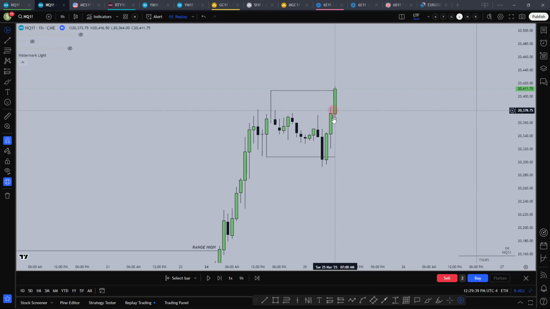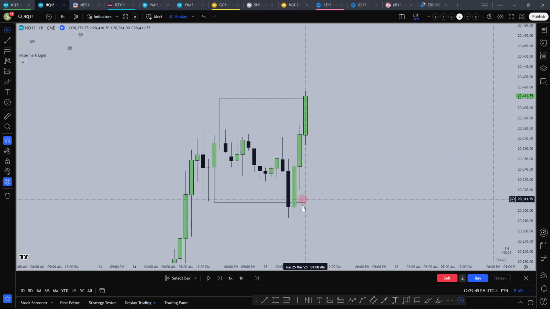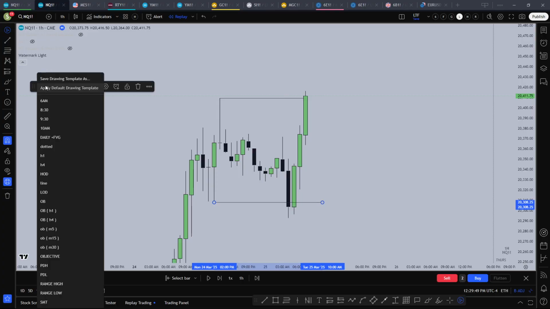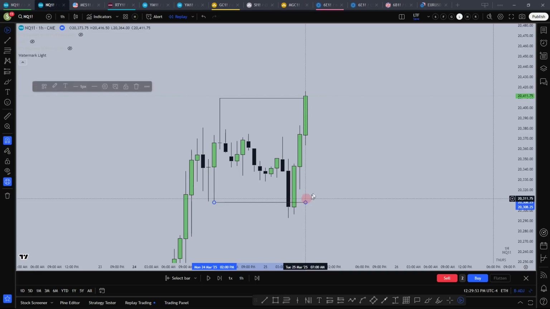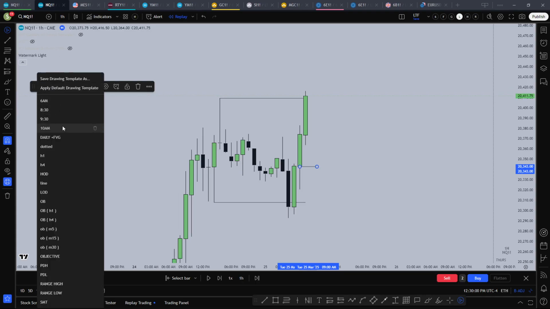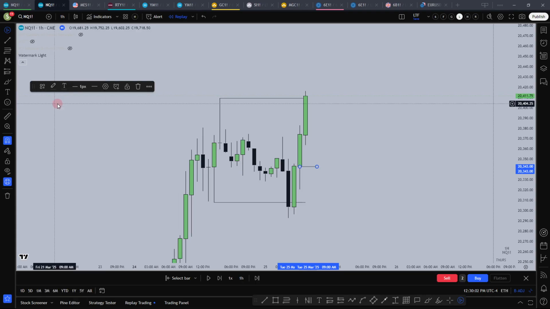1 hour expectation of expansion. 3 minute, 5 minute MMXM. Do I need to write anything here? Just marking this 6 a.m. and 7 a.m.